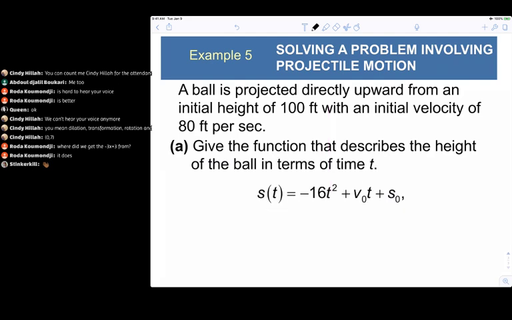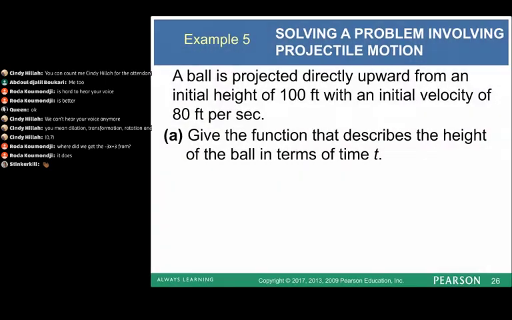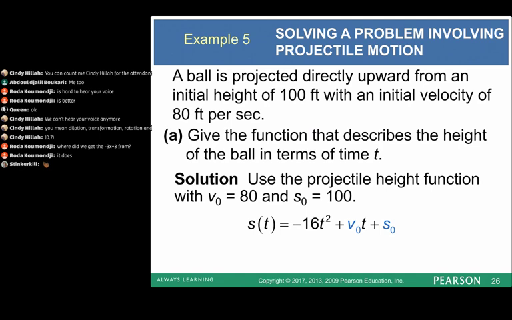So we have this ball is projected directly upward from an initial height of 100 feet with an initial velocity of 80 feet per second. Give the function that describes the height of the ball in terms of time, right? So the position based on time is going to be given by negative 16t squared plus our v naught, which is 80 feet per second, so that's going to be 80 times t. And the initial position is going to be 100, right? So that would be it. You just had to plug in the v naught and the position. So let's see, how do we do? That's exactly what we got.